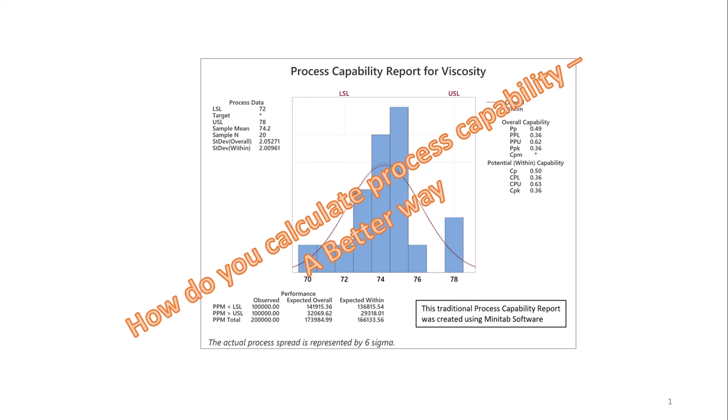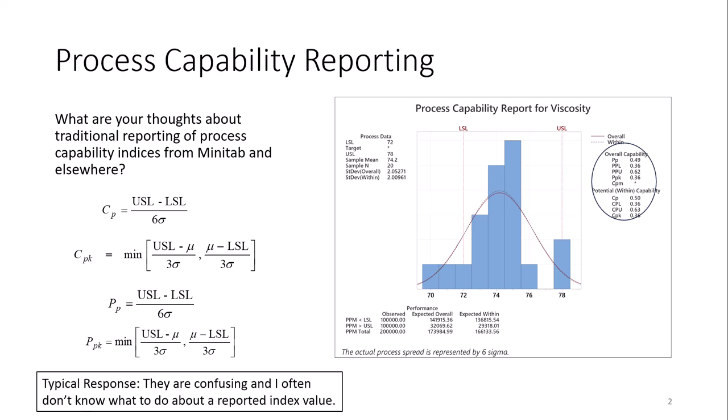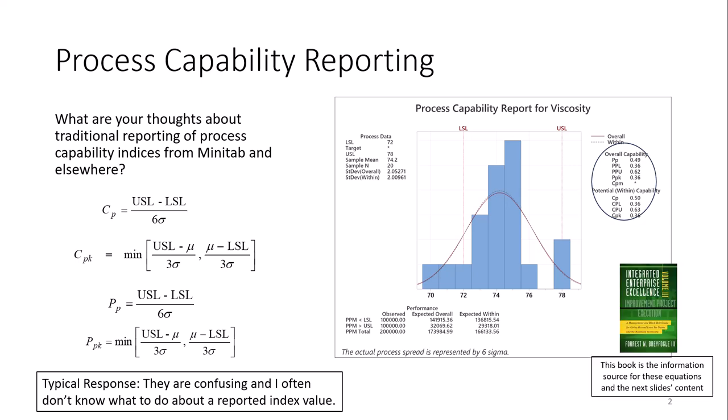How do you calculate process capability a better way? What are your thoughts about traditional reporting of process capability indices from Minitab and elsewhere? Typical response is, they're confusing and I often don't know what to do about a reported index value. This book is the information resource for these equations and the next slide's content.